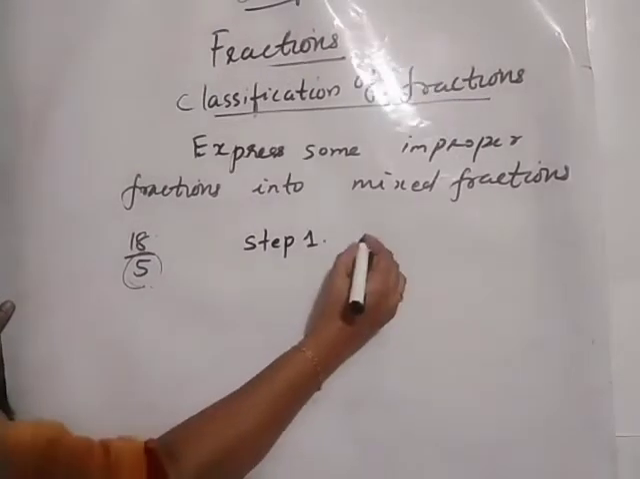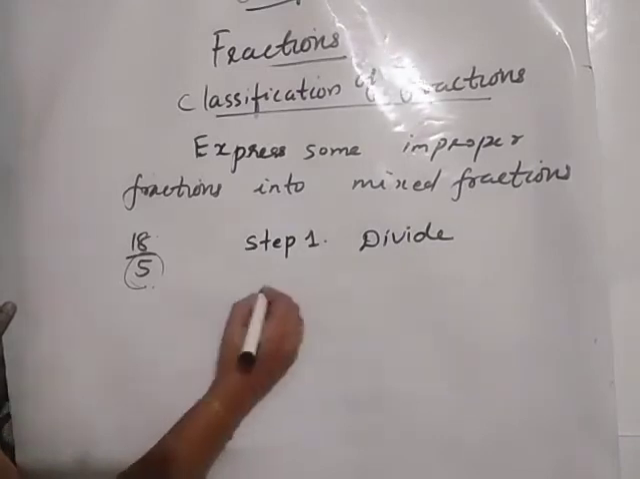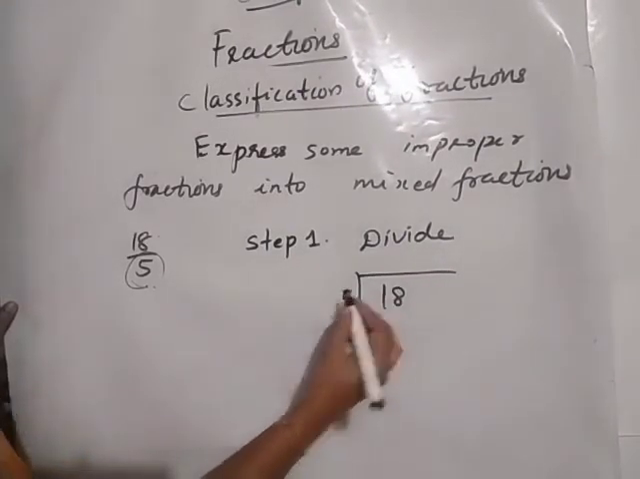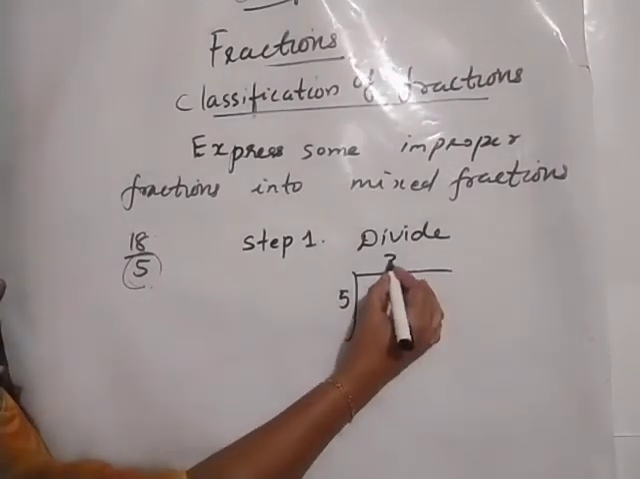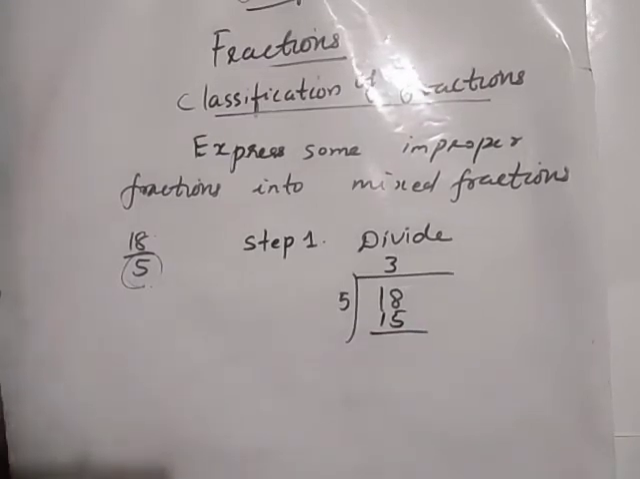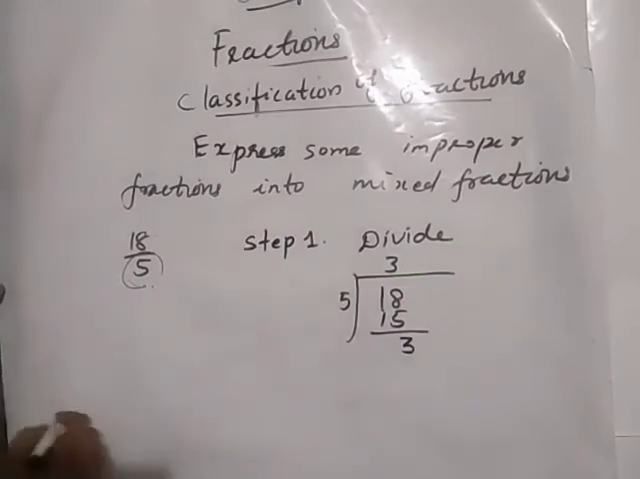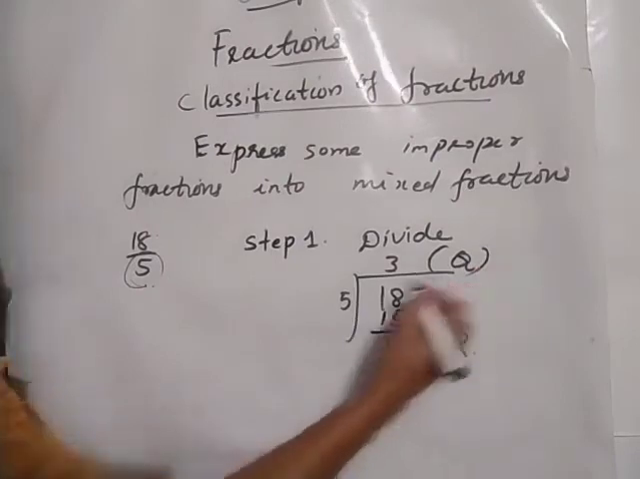First step is divide it. Let us divide 18 by 5. Use the table of 5. 5 3s are 15. 5 4s are 20. So 5 3s are 15. And what is the remainder here? 3. This is the remainder and this is the quotient.